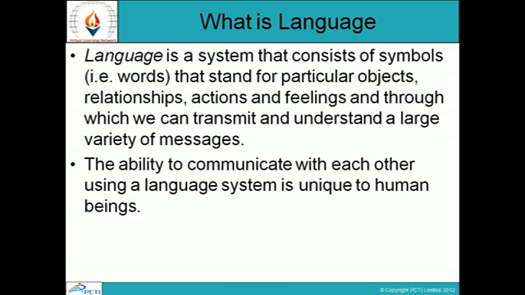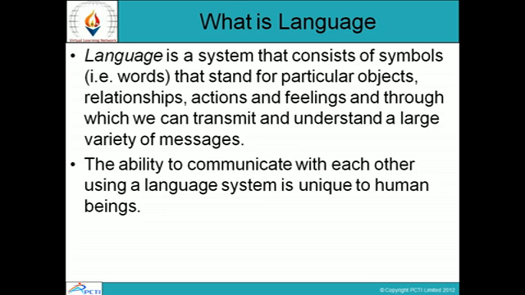Now let's see what is language. It is something we use in our everyday life. Language is a system that consists of symbols, that is words, that stand for particular objects, relationships, actions and feelings, and through which we can transmit and understand a large variety of messages. So language is something which we use to communicate in our day-to-day life, whether personal or professional, whether with friends or with family members. In whichever language we are comfortable, we often use that language to convey our messages in a proper and clear manner.